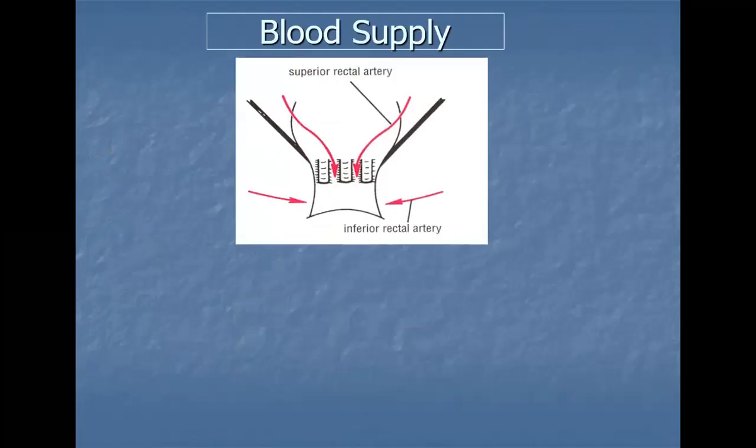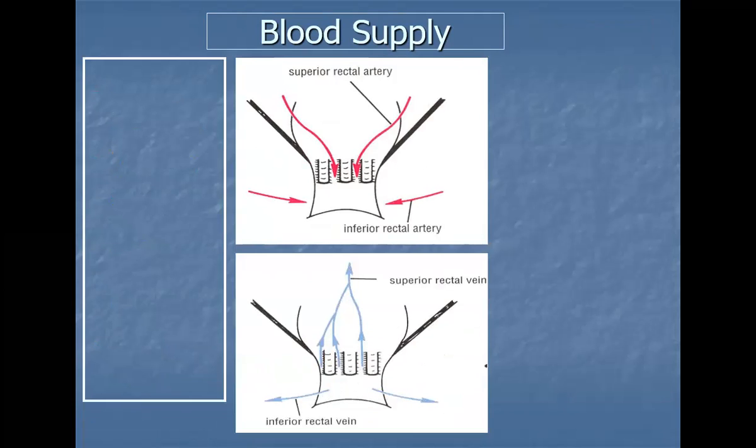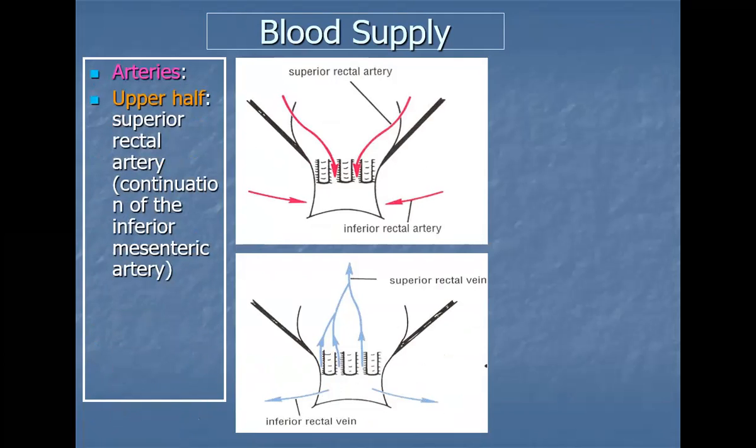Now coming to the blood supply. As I said, the pectineal line is very important for distinguishing above and below. The upper half, above the pectineal line, is supplied by the superior rectal artery, which is the continuation of the inferior mesenteric artery, an artery of the hindgut. So the superior rectal artery comes from the inferior mesenteric artery.